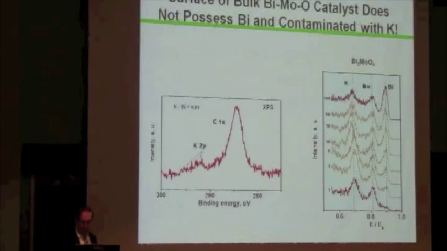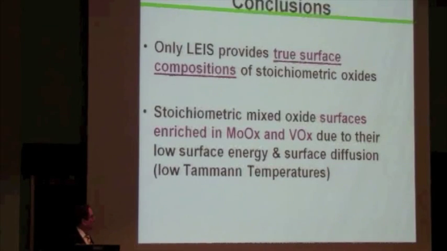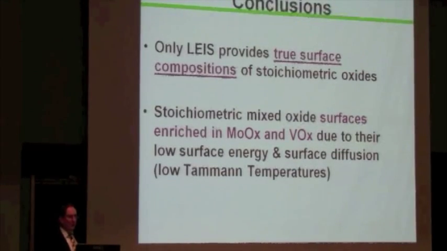So again, the models in the textbooks need revision when you start doing this. Only low-energy ion spectroscopy provides the true surface composition of the outer surfaces. And this is for the first time.